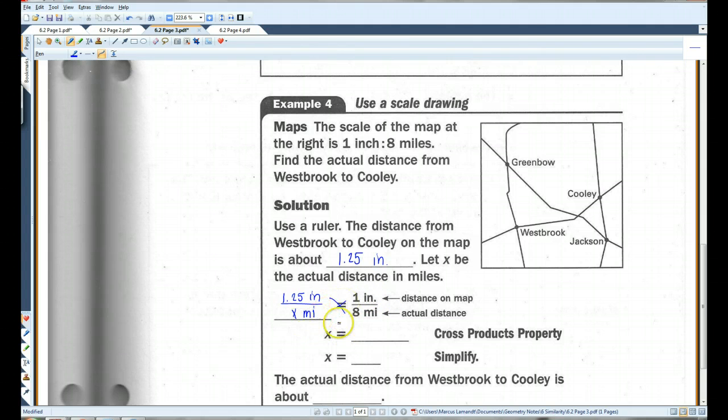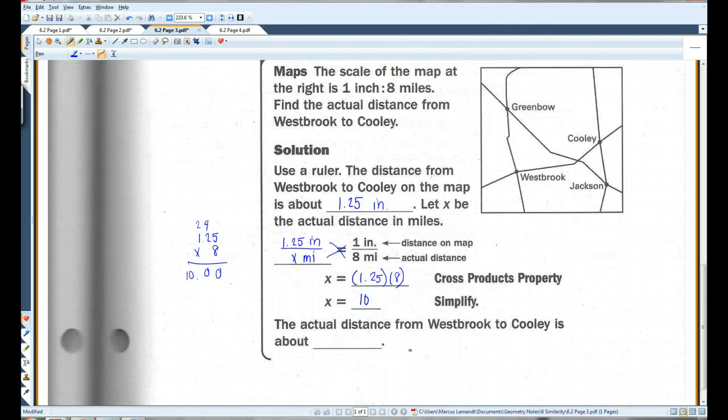Let's cross multiply. X times 1 is just x. 1.25 times 8. I'll write that in here. Looks like we have 10. So the actual distance from Westbrook to Cooley is about 10 miles. Okay, let's go on to page 4.